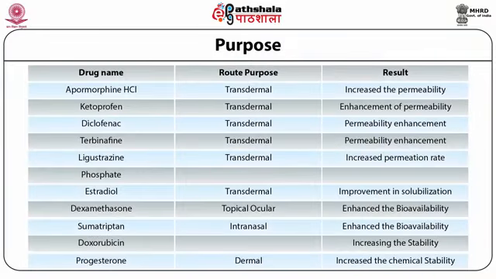In another example, microemulsion is also associated with enhancement in the permeability of most drugs, like apomorphine hydrochloride, ketoprofen, diclofenac, as well as estradiol. They are also known for enhancing the bioavailability of drugs such as dexamethasone and sumatriptan, and the stability of most drugs is increased when incorporated into a microemulsion based drug delivery system. For example, doxorubicin and progesterone when given by the dermal route.